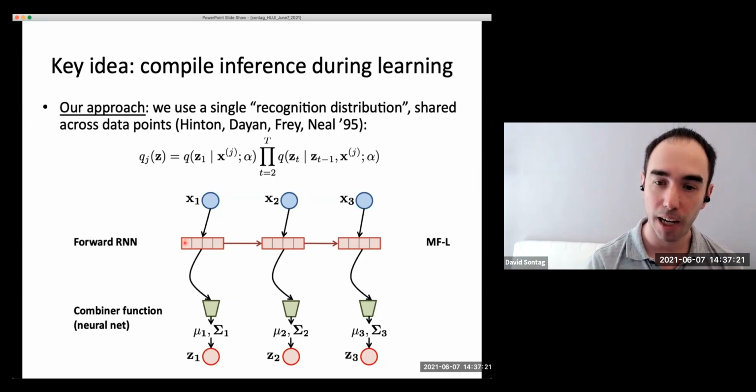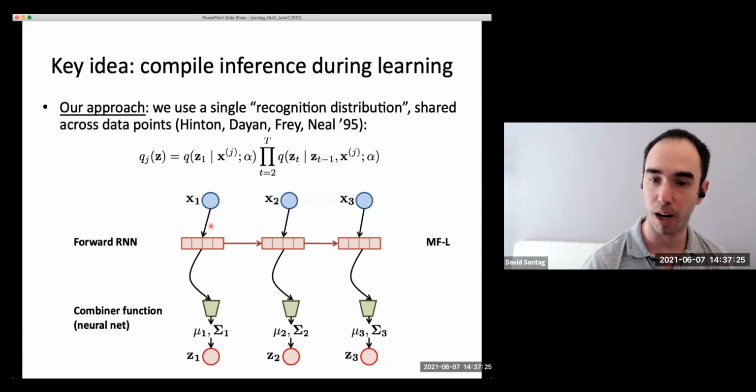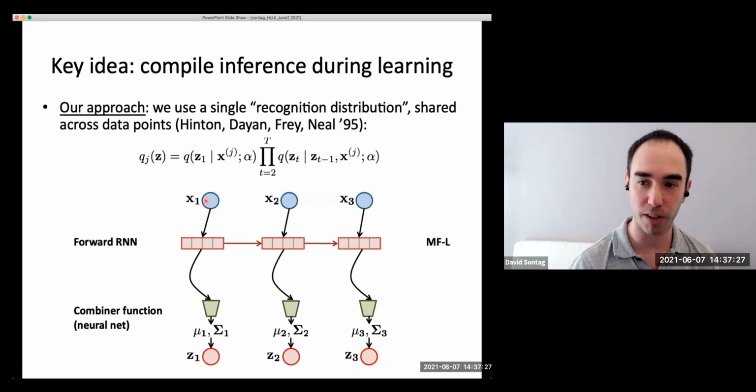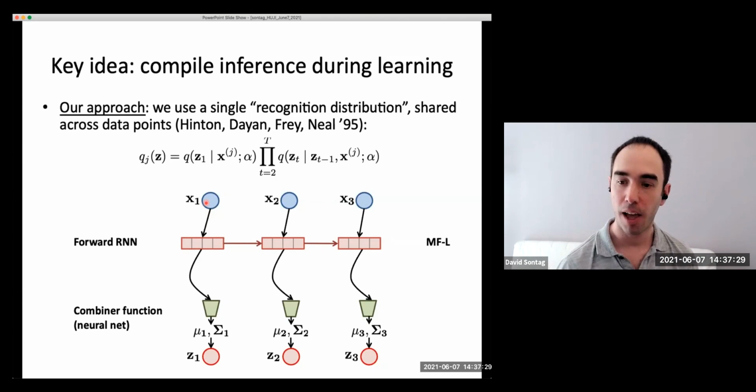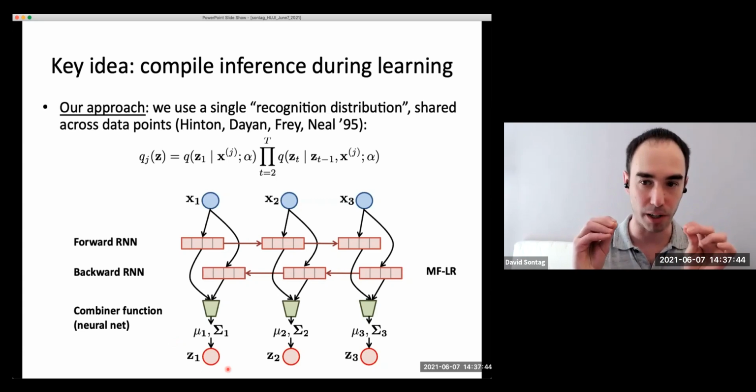And so we take a recurrent neural network. Now this is going to be a typical recurrent neural network. We're going to do a left to right encoding of the sequence x. And we're also going to do a right to left encoding of the sequence x. And then we take the hidden state at each point in time, and you combine them in order to make a prediction of the posterior distribution of the latent state at that point in time.